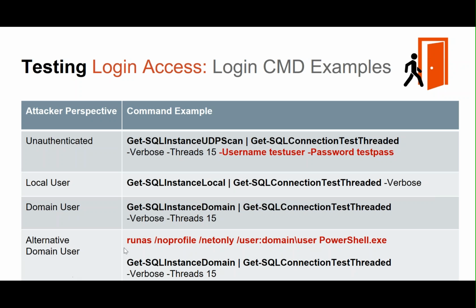And then at the moment, if you want to run as an alternative domain user, I'm using runas with no profile to launch a new PowerShell process that will execute with a different user context over the network. However, based on some conversations with Chrissy, I might be able to bake that in natively long-term.